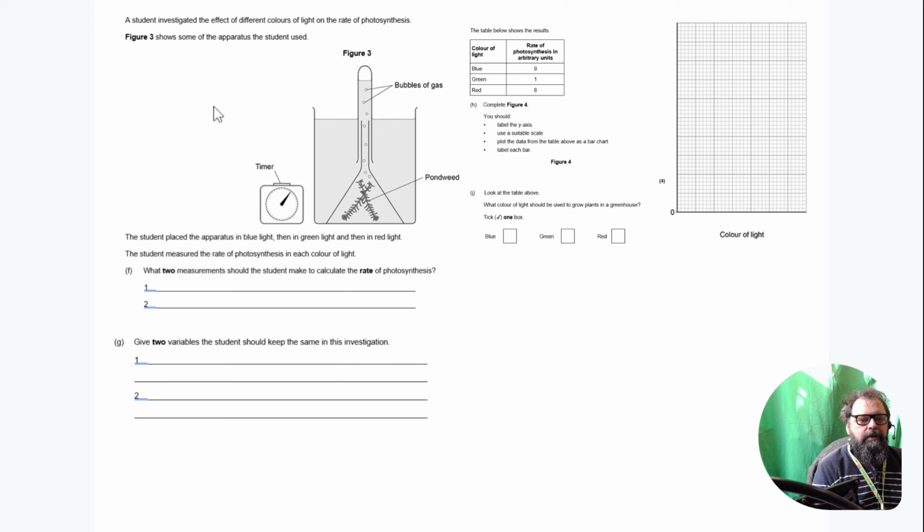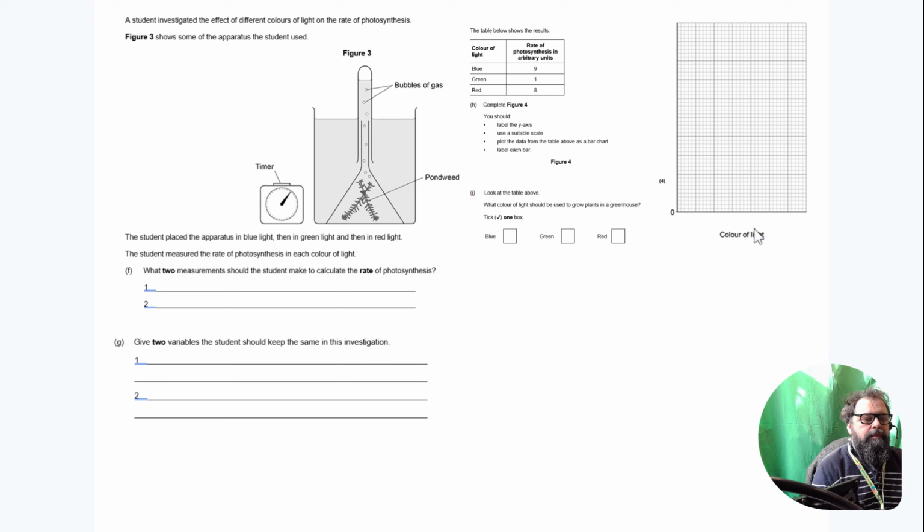So if I was doing this experiment and changing the light, I need to keep the temperature the same. I need to keep the light intensity the same. So remember, we'd probably do that by keeping the distance of the lamp from the pondweed at a fixed position. And I need to keep the amount of carbon dioxide the same in the water. I might add some sodium hydrogen carbonate to the water to make sure there's always plenty of carbon dioxide so the pondweed can do photosynthesis well.